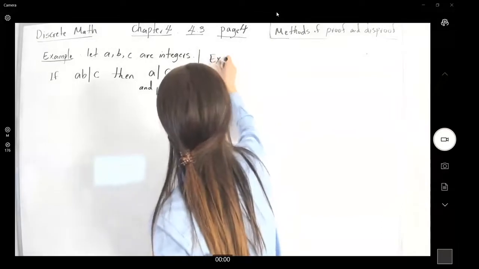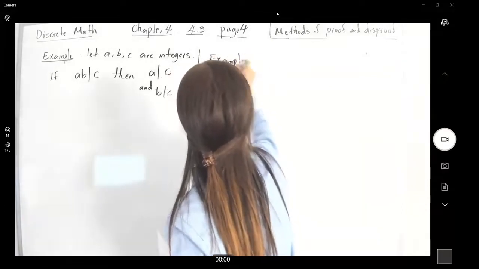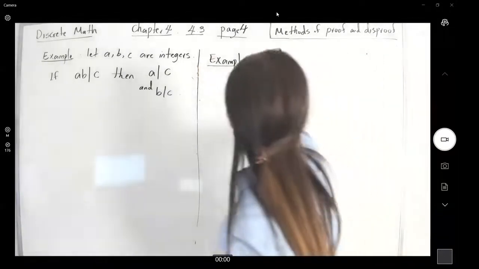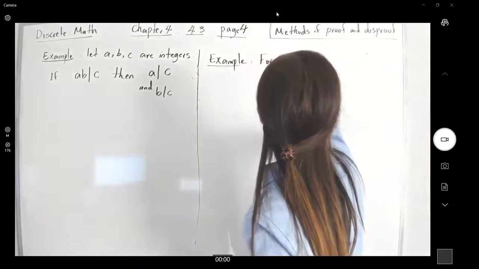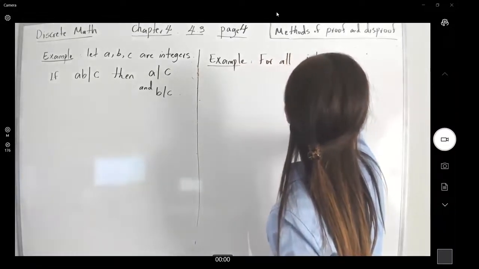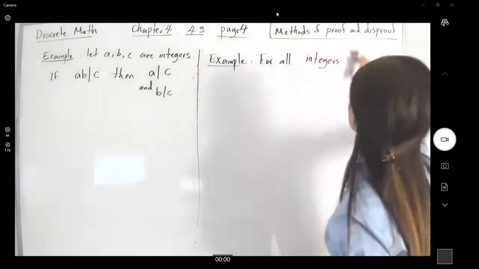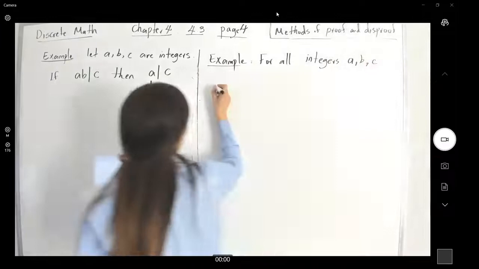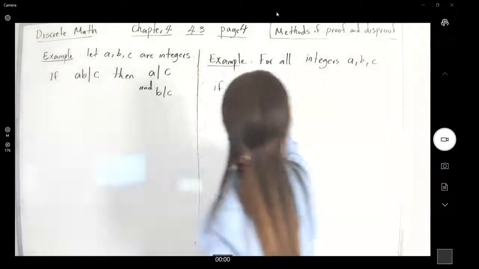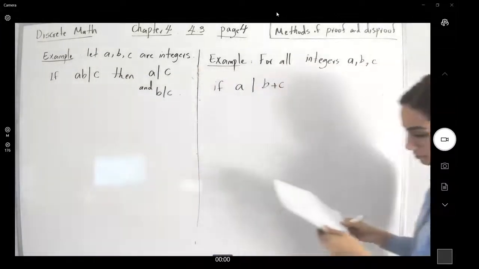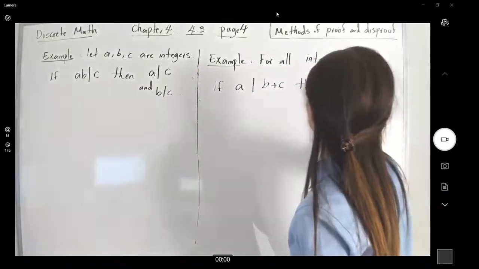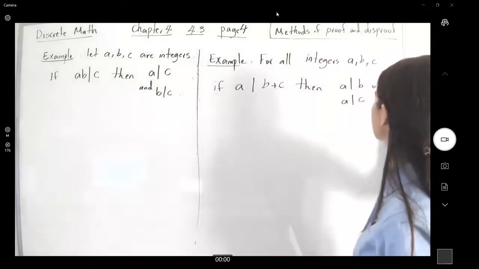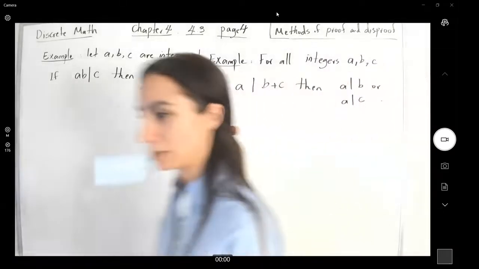And another example on page 4 says, for all integers like A, B, and C, if A divides B plus C, then A divides B or A divides C. Perfect.